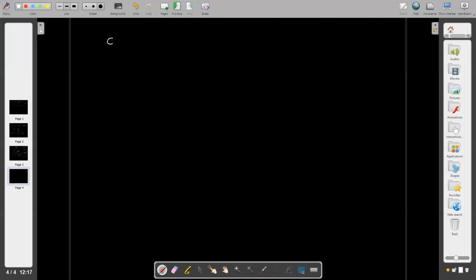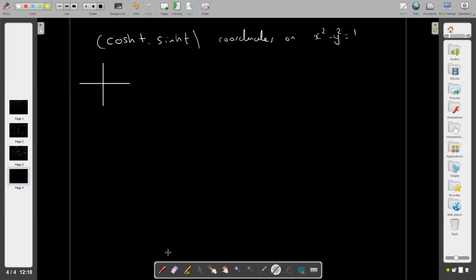So we've got cosh t, sinh t. Those are the coordinates on x squared minus y squared equals 1. As we have a little sketch again, reminding you that if this is the hyperbola, coming down like this, then we're talking about here. So this is your cosh t, your sinh t.